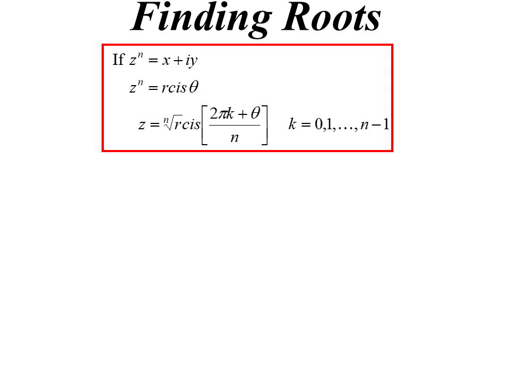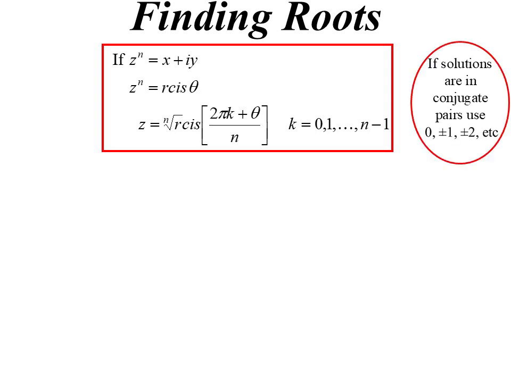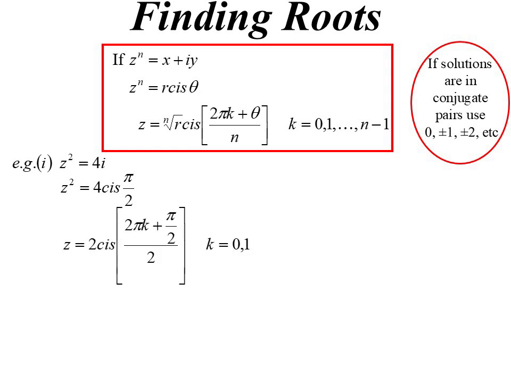You could start at any number you like and then just have the appropriate number of consecutive integers that you substitute in. In fact, if you know the solutions are going to be in conjugate pairs, so you're finding the root of a real number, then it's probably more useful to substitute in plus or minus 1, plus or minus 2, because that'll bring out the conjugates straight away. Z squared equals 4i, well z squared would be 4 cis pi on 2, which will be pi on 2 plus 2 pi k over 2. I'd need 2 solutions, so I'll substitute in 0 and 1.